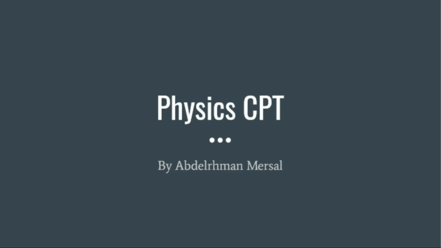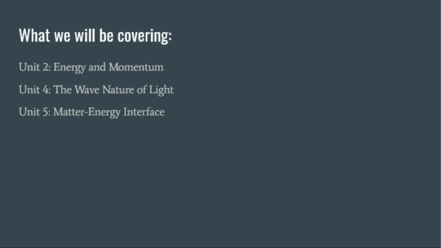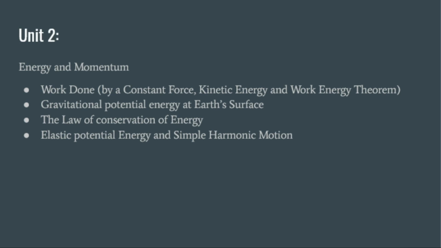Today I will be covering three important and interesting units. They will be Unit 2, which is Energy and Momentum, Unit 4, Wave Nature of Light, and Unit 5, Matter Energy Interface. For Unit 2, we're going to be covering specific things in it, which are work done by constant force, kinetic energy, and the work energy theorem. The second thing is the gravitational potential energy at Earth's surface. The third thing is the law of conservation of energy. And the last thing is elastic potential energy and simple harmonic motion.